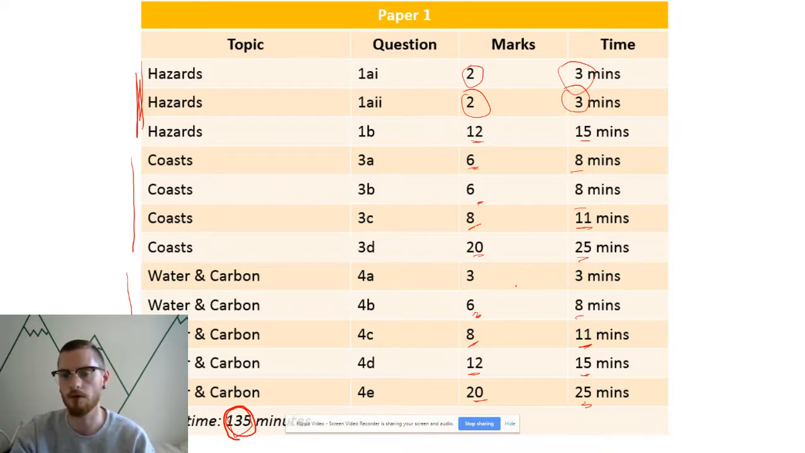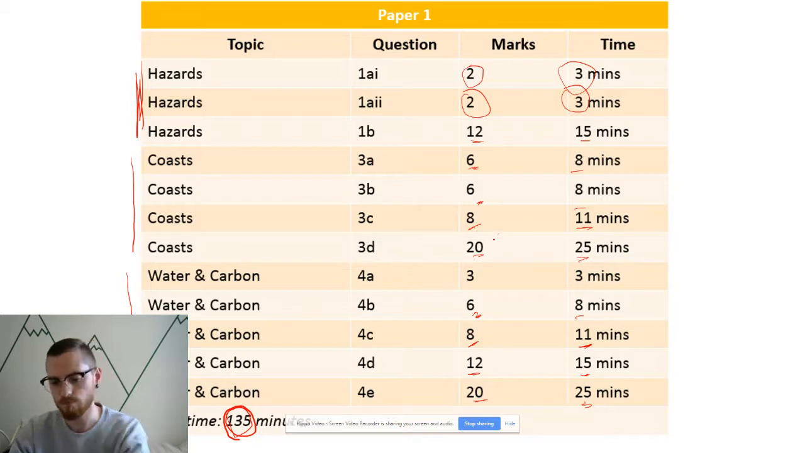I personally would be printing off the SAMs and practicing this at home. I would do the 2 marker, and literally put an alarm on your phone for 3 minutes and see how much you get through. Do a 12 marker, put an alarm on for 15 minutes, a 6 marker, 8 minutes, an 8 marker, 11 minutes, 20 marker, 25 minutes. See how long you're taking, and then you're going to have to adapt or practice. It's like a skill. You can train yourself to write more in less time.